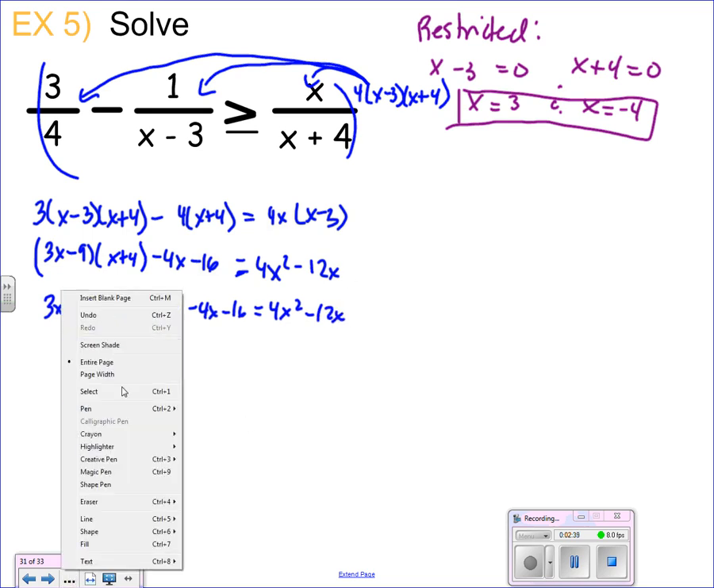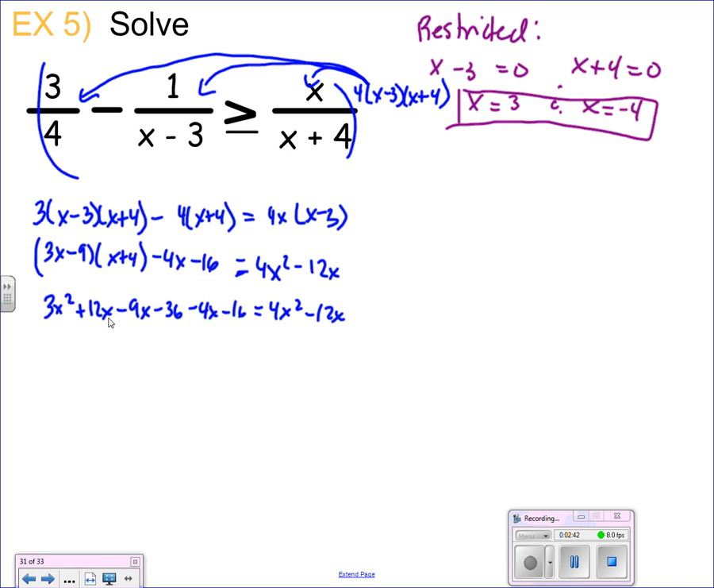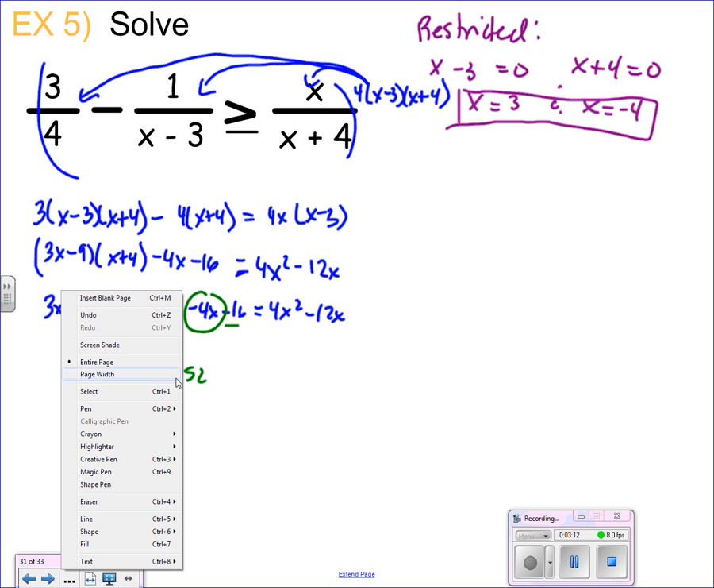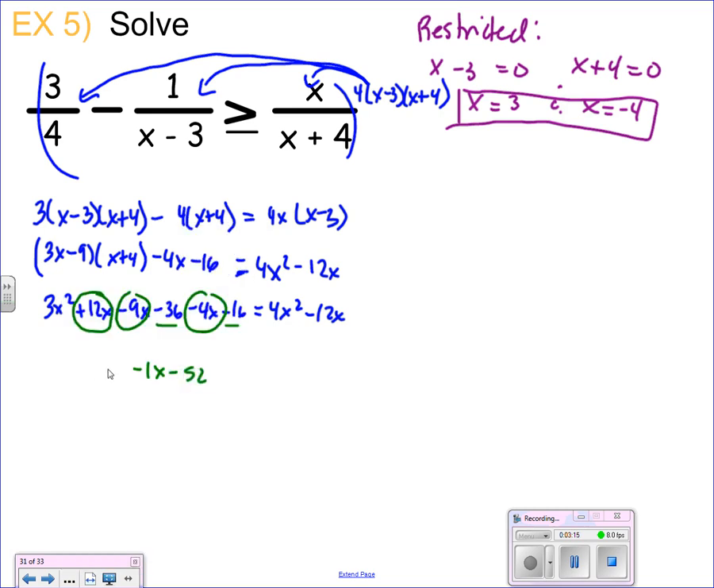I'm going to combine like terms. I have positive 12x minus 9x minus 4x, which would give me 3 minus 4, so negative 1x or negative x. I have a negative 36 and a negative 16, so that's a negative 52. Everything else stays the same. So bring down the 3x squared, bring down the 4x squared minus 12x.